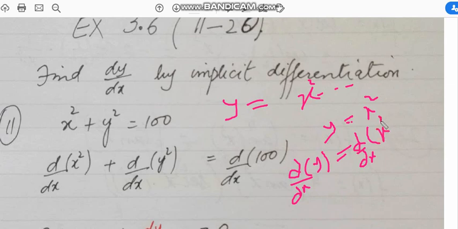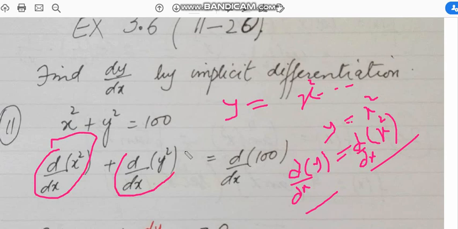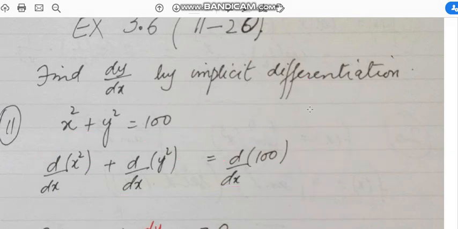And then this term on the left hand side was written as dy by dx, and here we find the derivative, that was 2x. I have written d by dx of x square, then d by dx of y square, and then d by dx of 100. D by dx of x square means the derivative of x square with respect to x. D by dx of y square means the derivative of y square with respect to x, and derivative of constant.